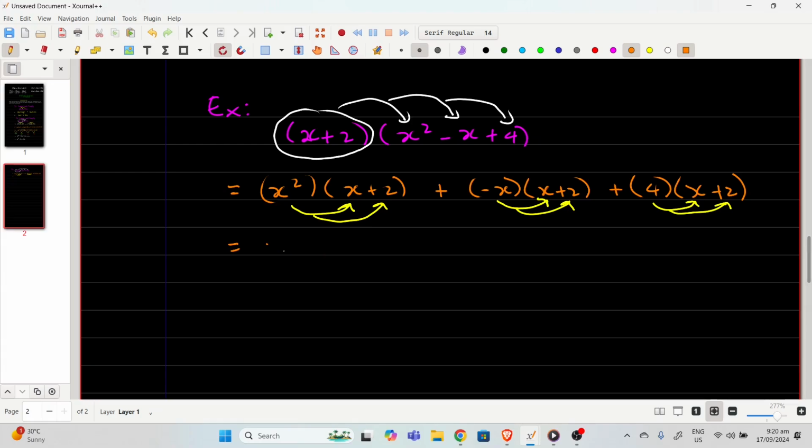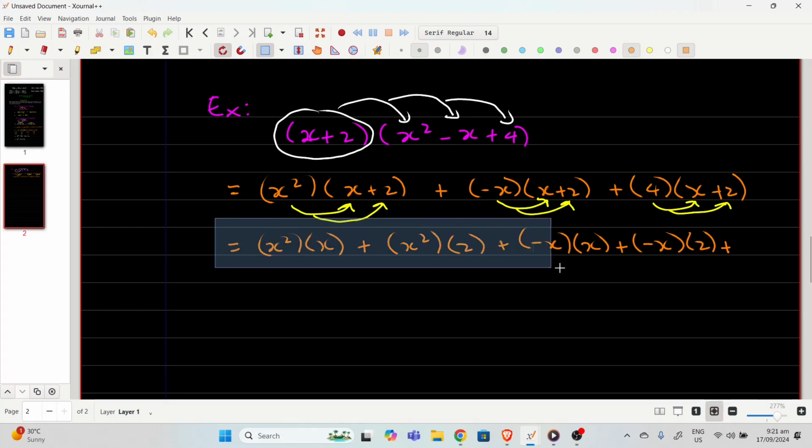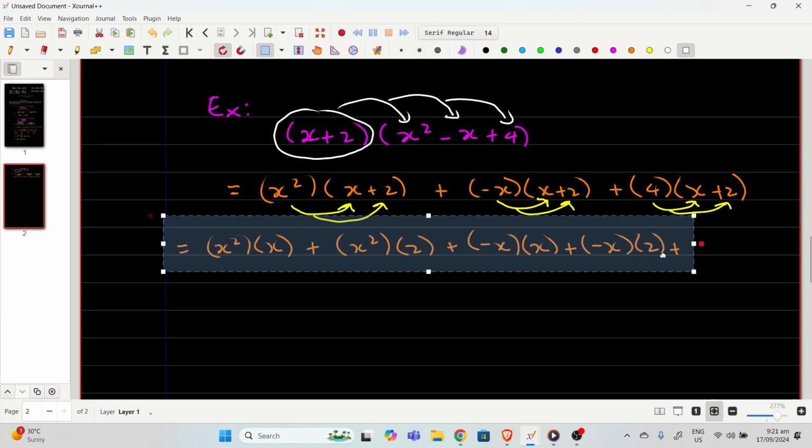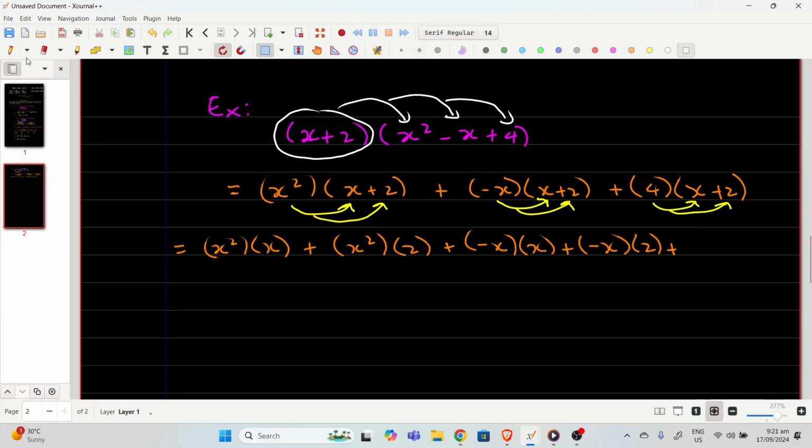All right, so we have x squared into x, and then we have x squared into 2, then we have negative x into x, then we have negative x into 2, then we have, let me go on the next line. Actually, you know what? I can just probably move this around a little bit. Let me just see if I can move this around a little bit. Yeah, all right. Then we have 4 by x plus 4 by 2.